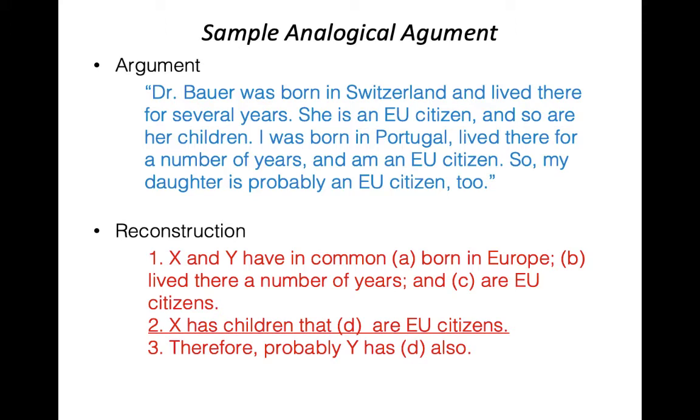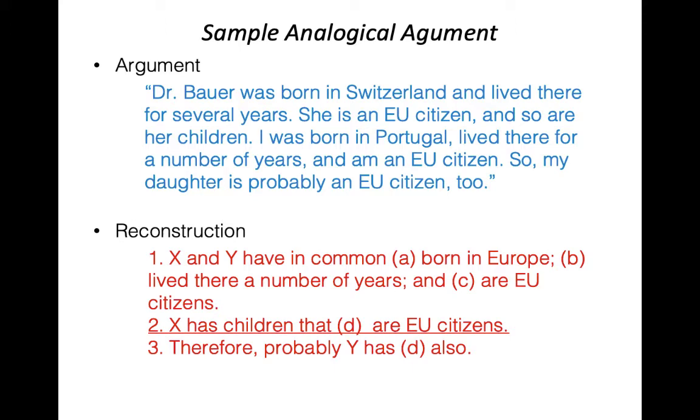Reconstructing this, premise 1 is X and Y have in common A, born in Europe, B, they live there a number of years, and C, they are both EU citizens. X and Y here being Dr. Bauer and myself. Number 2, X has children that are D, European Union citizens. And so concluding number 3, probably Y, myself, has D also. That is, probably my daughter is also an EU citizen.